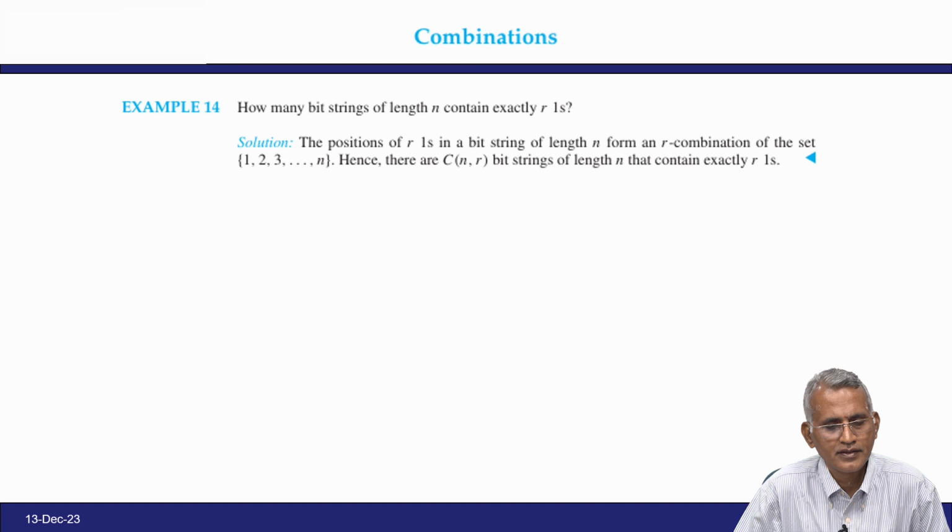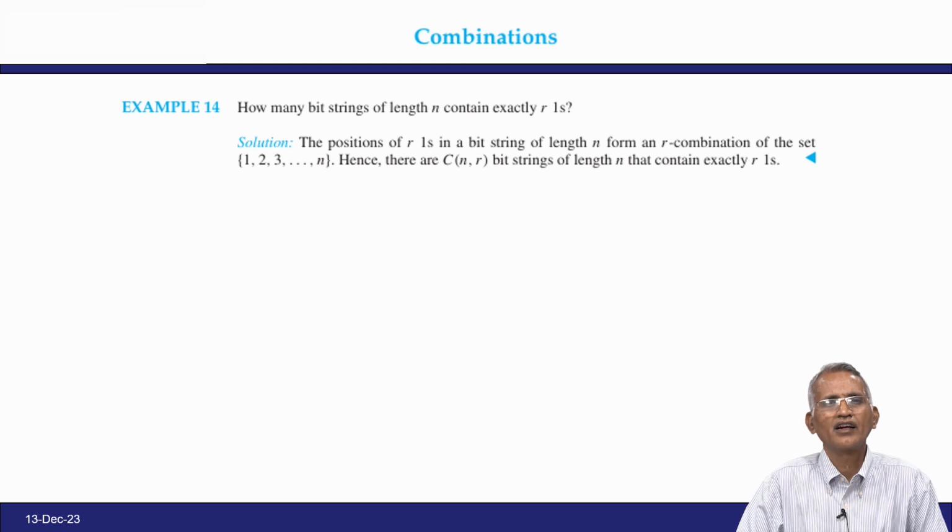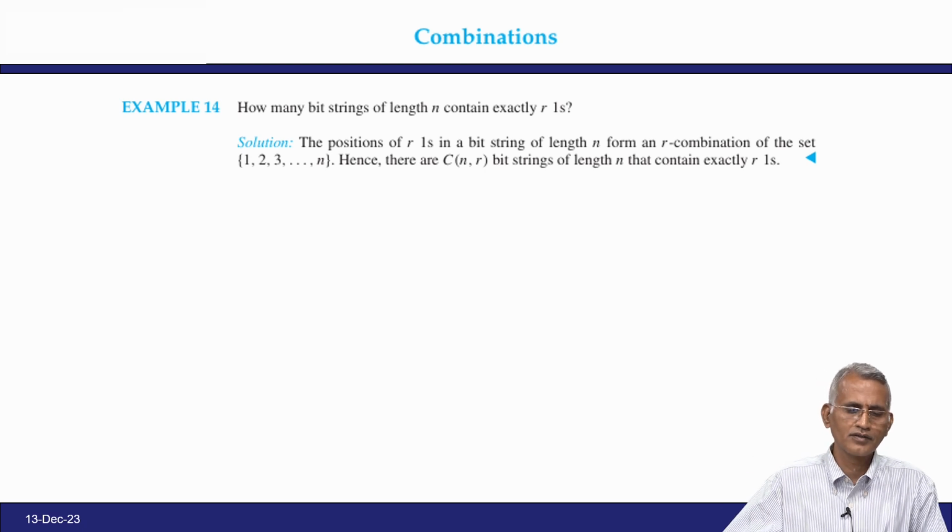Next, how many bit strings of length n contain exactly r ones? The solution: the positions of r ones in the bit string of length n form an r-combination of the set 1, 2, 3 and so on up to n. Hence, there are nCr bit strings of length n that contain exactly r ones. Therefore, this is the answer for the number of bit strings of length n containing exactly r ones.